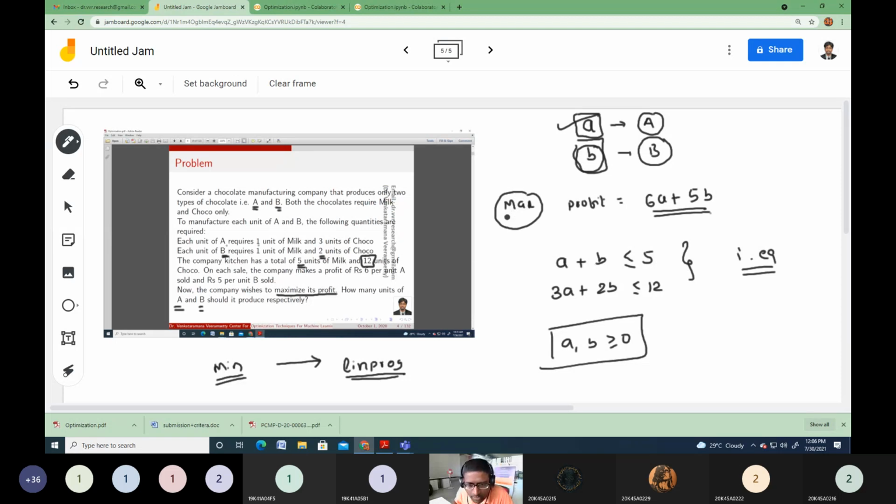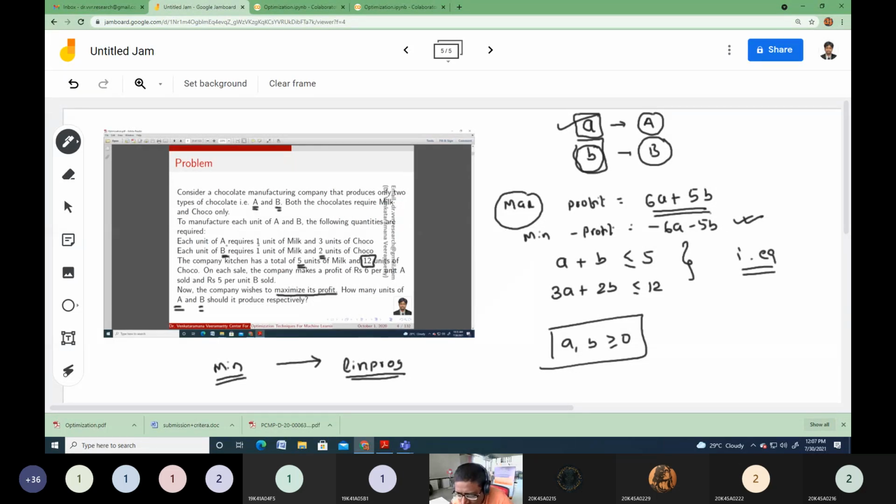So first of all, you have to convert into a minimization problem. That means minimize minus profit. Minimization of a negative value is nothing but a maximization. So minimize minus profit, that's equal to minus 6a minus 5b. Now you have to consider this objective function, not this one. Both are the same. So maximization of profit is nothing but the minimization of minus profit. Both are the same. So now you have to form the matrix.